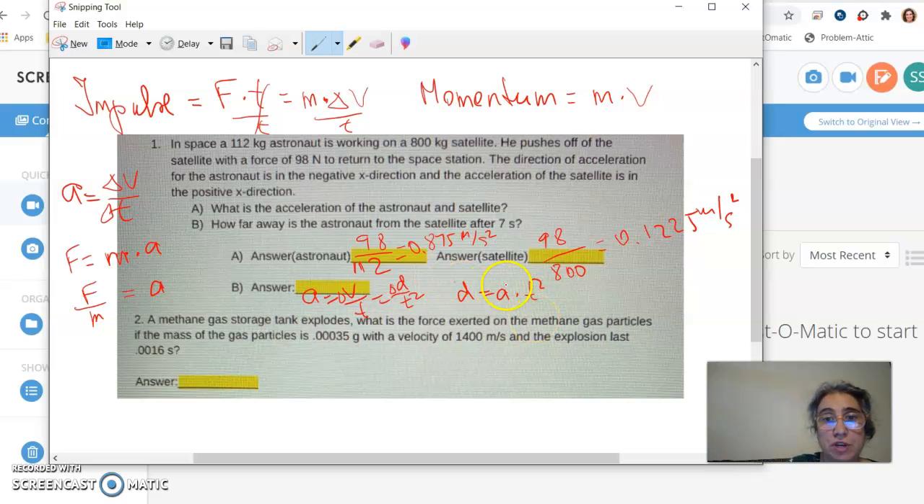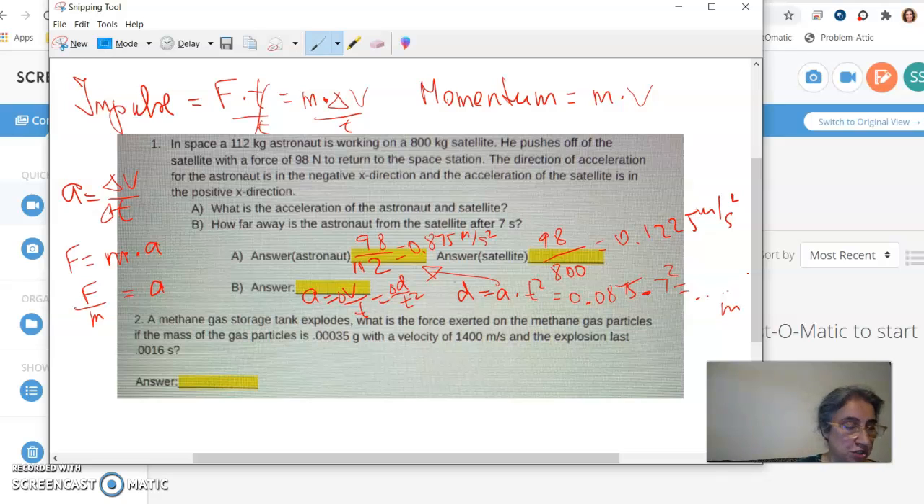so you end up with acceleration times the time squared. And you know the acceleration from the previous question, and for the time squared you have 7 seconds. So you're going to just plug it in. Acceleration again is given, so you're going to multiply 0.0875 with the time, which is 7 seconds, so 7 squared, and whatever that answer is will be your distance in meters. I will let you finish that on your own.